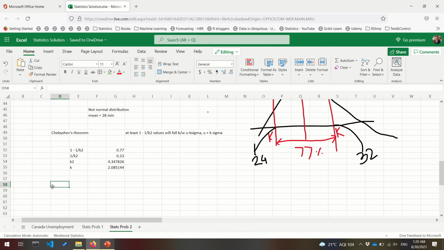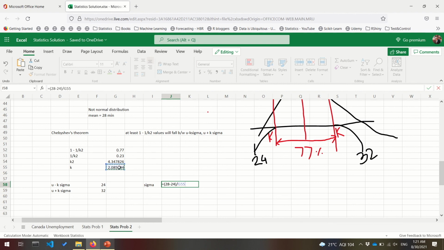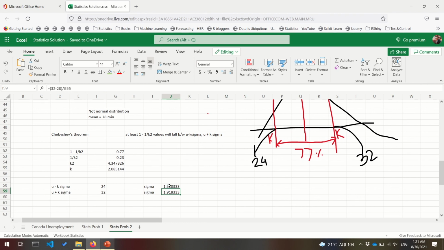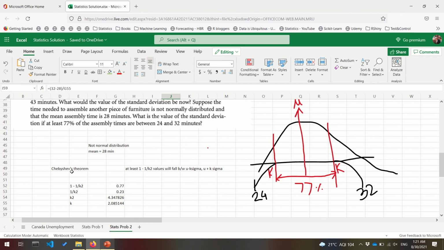Now if I consider the left one is mu minus k sigma, which is 24 here, and the right-hand side is mu plus k sigma, which is 32 here. If I solve this equation, I will get that sigma is equal to mu, which is your 28, minus 24 divided by k. Or if I solve the other, it will be 32 minus mu divided by k, which is 1.93. So that's how I get the value of sigma using the Chebyshev theorem.